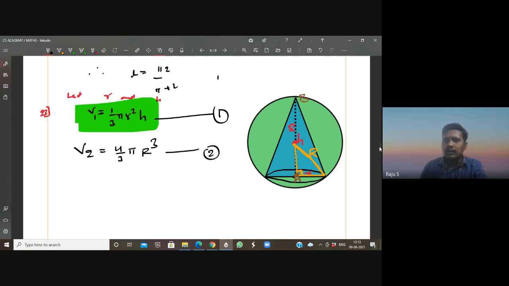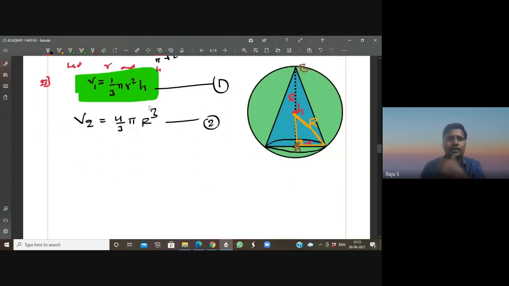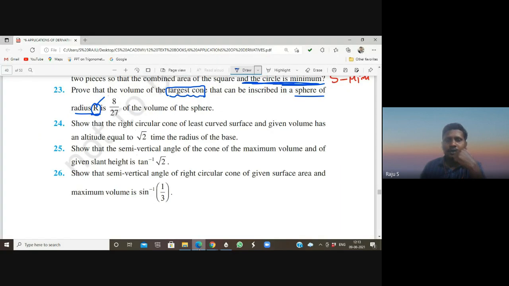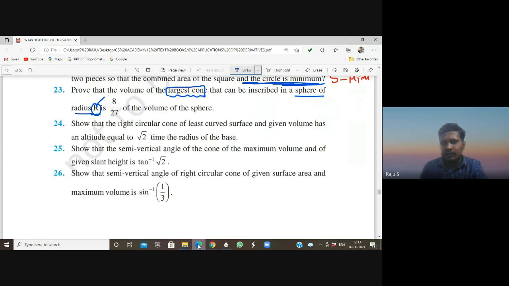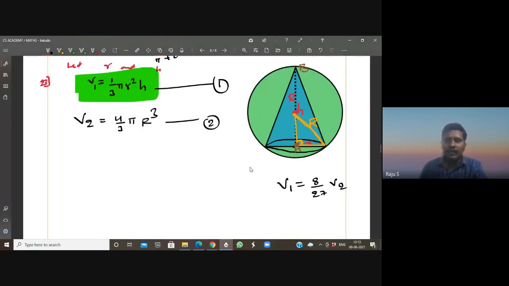See, here again we're having two variables. We can convert it into a single variable and we have to prove that. What shall we prove here? Prove that the volume of the largest cone, means we have to finally prove that V1 is equal to 8/27 times of V2. Volume of the cone is equal to 8/27 times of volume of sphere. That we have to prove finally.